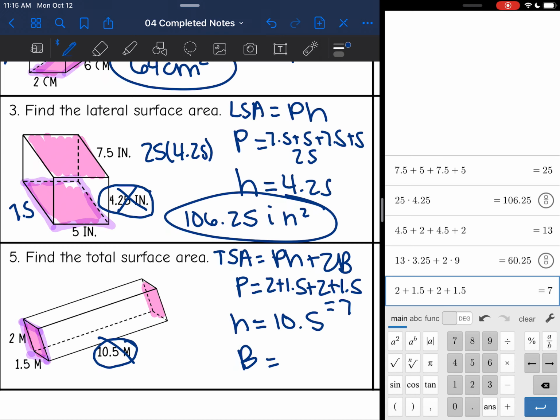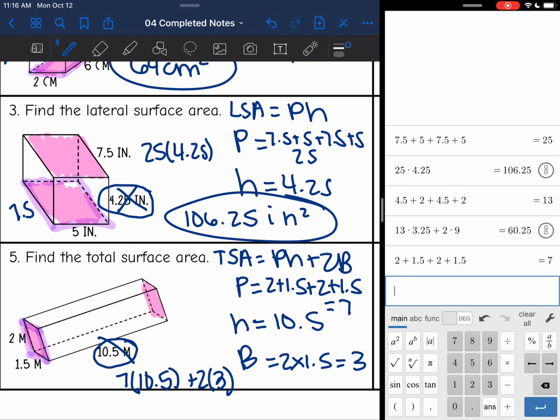Okay, then area of the base, remember I use the same two numbers. I'm going to do length times width of that rectangular base. It'll be 2 times 1.5, which is 3. And now I have the three things I need to find the total surface area. So I do perimeter, which was 7, times the height, which was 10.5, plus 2 times the area of the base, which is 3. So 7 times 10.5 plus 2 times 3 is 79.5 meters squared.